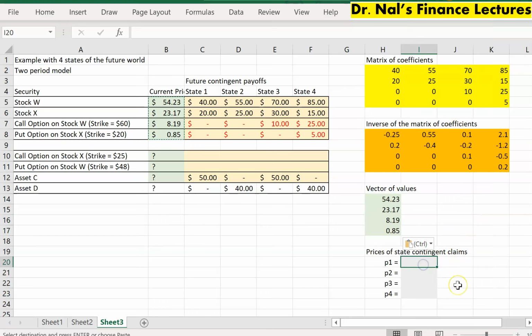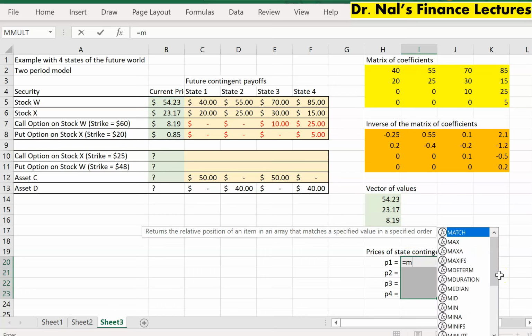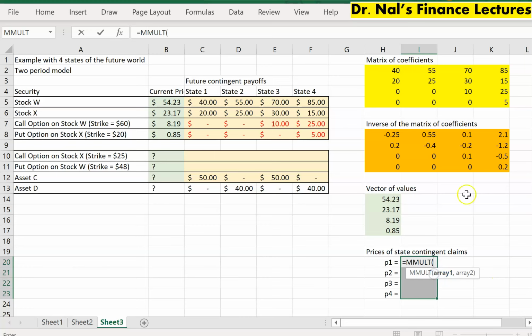And finally, the prices of state contingent claims would be, so I want to calculate this number. It is basically the same thing, a matrix multiplication. Let's see if the numbers will come out negative for some reason. They might. In that case, I can just revise the numbers inside the cells. All right, so the matrix multiplication of the inverse coefficient matrix and the vector of values. That's it. And then press enter. Oh gosh. All right, there you go. I was expecting such a thing.